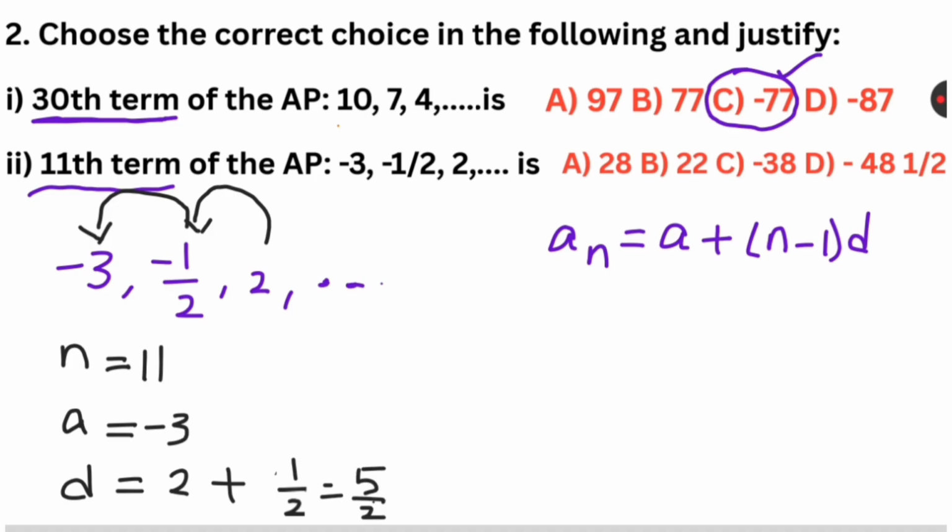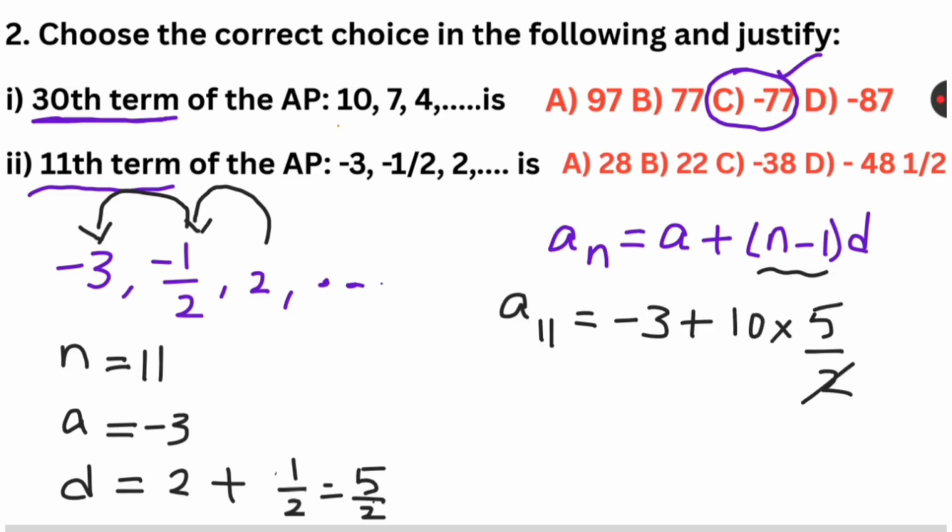Let's find out the 11th term. So a11 is equal to, what is a? Minus 3 plus n value is 11. So 11 minus 1 is 10 times, what is the common difference? The d is 5 by 2. Here 2 and 10 get cancelled. So we are left with 5 times 5, which gives 25. Minus 3 plus 25 gives plus 22. The 11th term is 22. That means option B is the correct one.